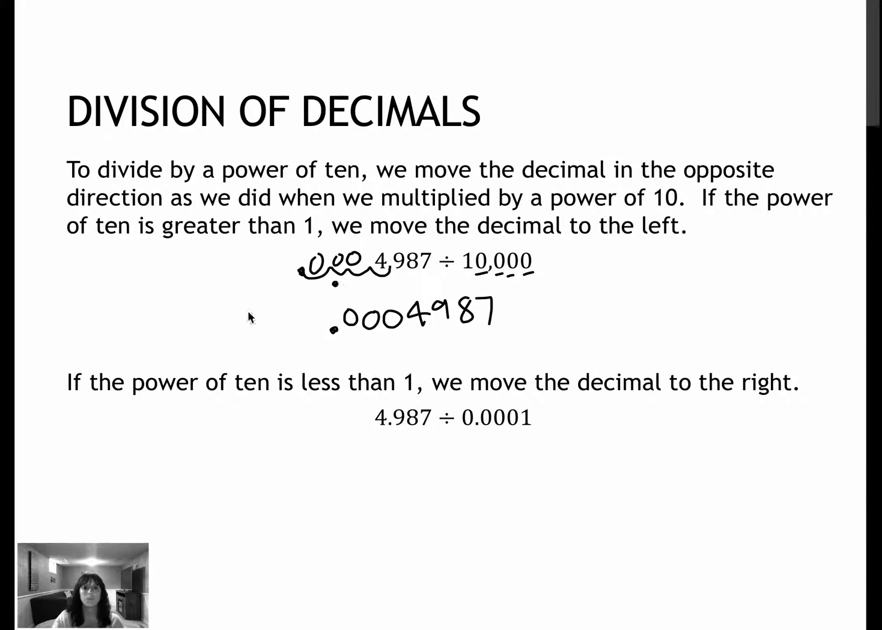So it doesn't make sense for me to write out the whole problem, but this is how I would do it. Now, if the power of 10 is less than 1, like in this case, I have tenths, hundredths, thousandths, 10,000ths, we have to move the decimal to the right. And think about why that makes sense. If I'm dividing a number by something very, very small, then a lot of them will go into it. So it's going to make that number larger. So in this case, 1, 2, 3, 4 places. I'm not counting zeros. There's 3 zeros, but it's in the 4th place over. So 1, 2, 3, 4 would give me 49,870.